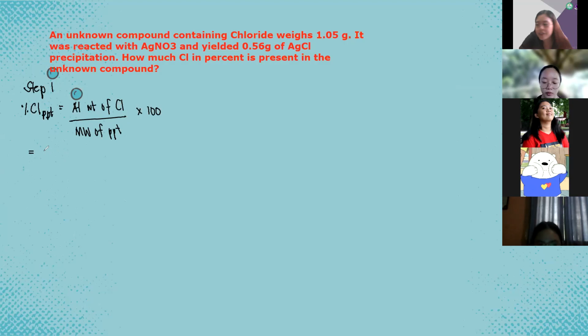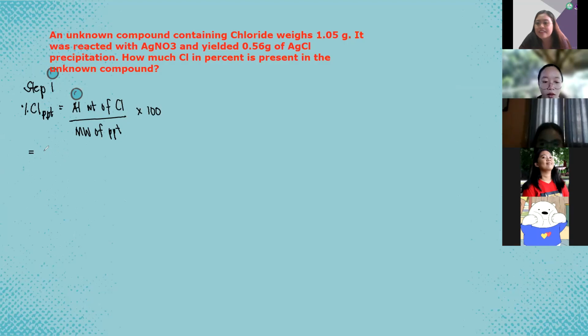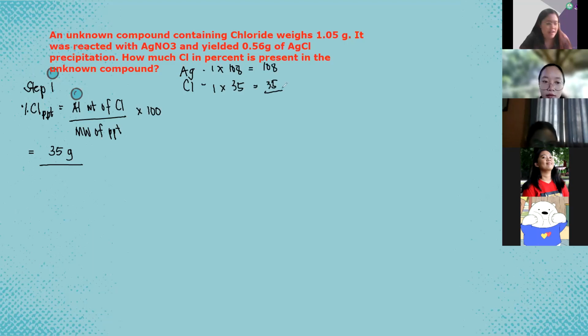So atomic here, anong ginamit nyo? Whole number? Whole number po, ma'am. Okay, it's okay. So we have here 35 grams. And for the precipitate, that is AgCl. So this is one. What is the atomic weight of silver again? 108, ma'am, pag na whole number po. Okay, sige, 108 and 35. So this is 108 plus 35 is 143 grams. So 143 grams times 100 is 35.